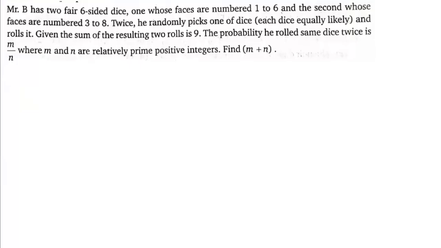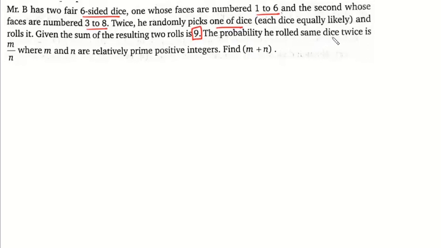Now here the question is, Mr. B has 2 fair 6-sided dice, one of whose faces are numbered from 1 to 6 and the second one whose faces are numbered 3 to 8. Twice he randomly picks one of the dice and rolls it. Given that the sum of the resulting 2 rolls is 9, find the probability that he rolled the same dice twice.